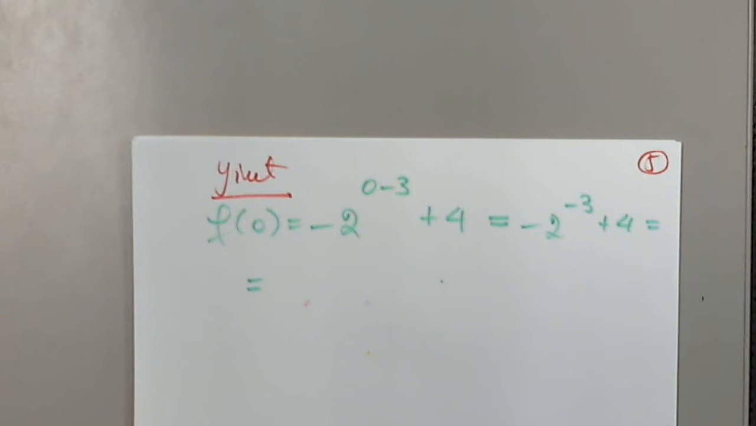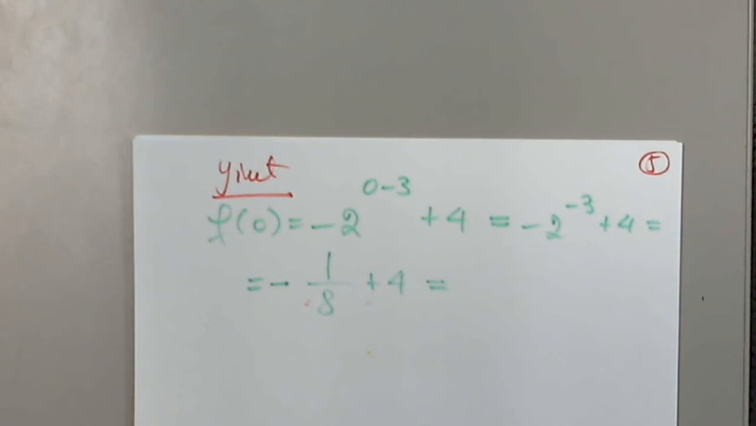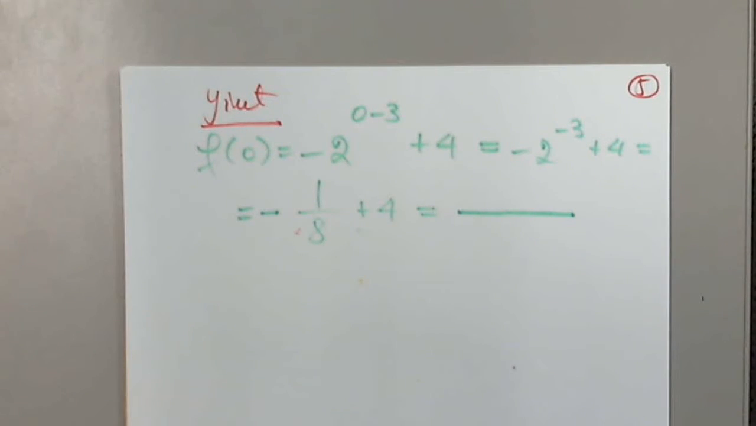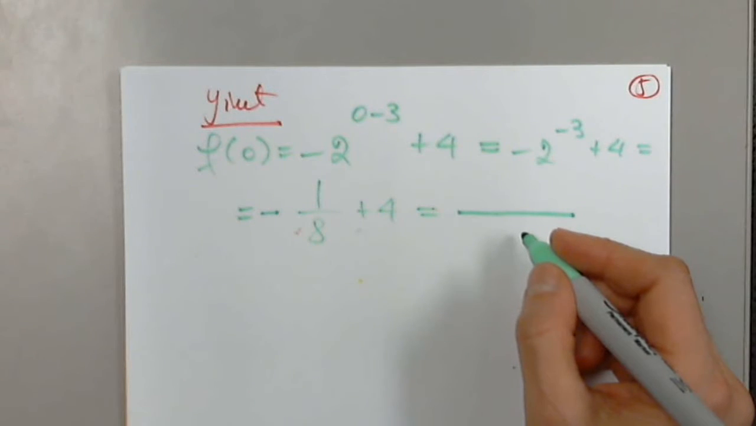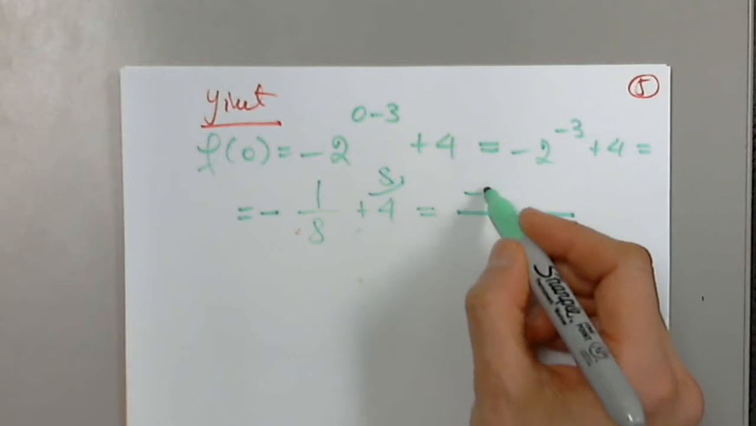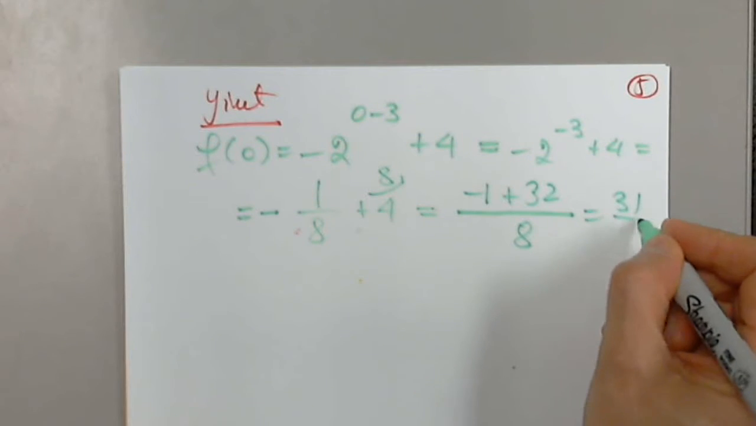How do I proceed? Negative 1 over 8. Very good. I completely agree with that. So negative 2 to negative 3 is 1 over 8 with minus in front, negative 1 over 8 plus 4. And now I have to find the least common denominator so I can add these. What is the least common denominator? Very good. So then this one needs an 8. This one has a negative 1 and this is very good. So then the answer is 31 over 8.